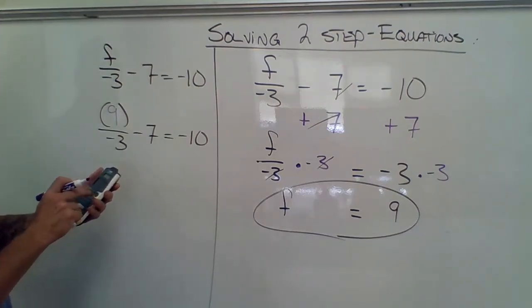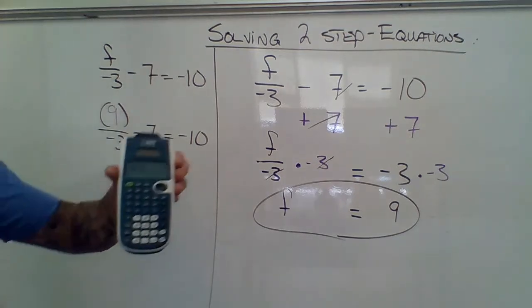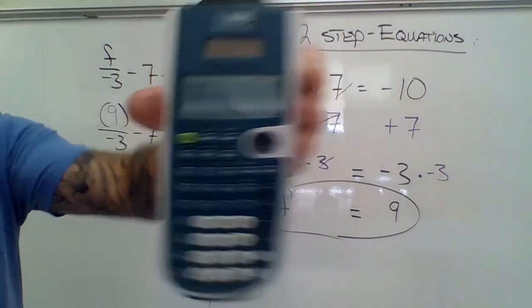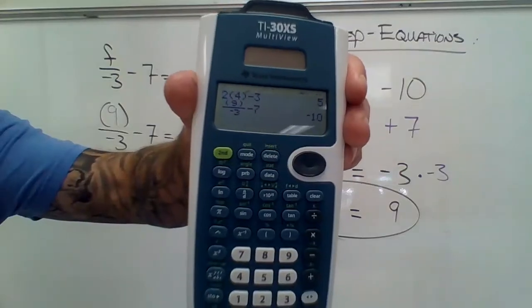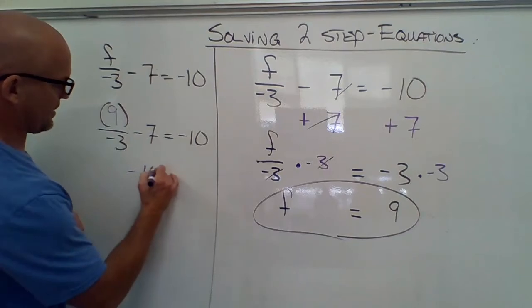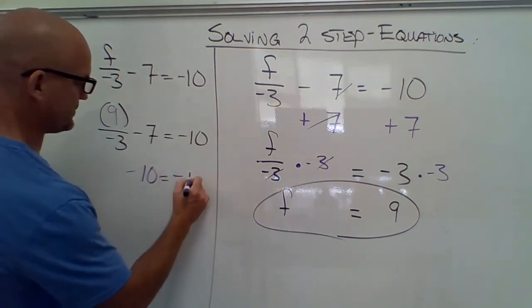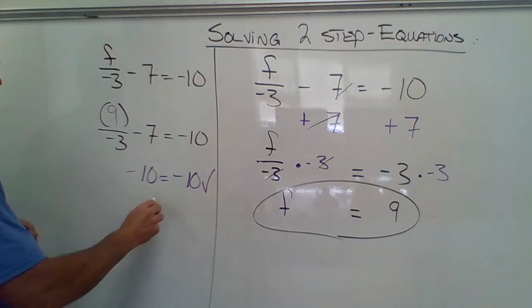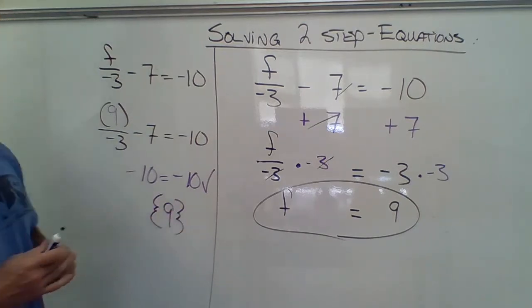fraction divided by -3. If you don't have one of these, I highly recommend you get them because you can type it in exactly as you see it. And then I can press enter, and guess what? It equals -10. That means that I'm correct. -10 equals -10. Whoa. This checks out. My solution is 9. Easy peasy, right? Okay. Let's step it up a notch.